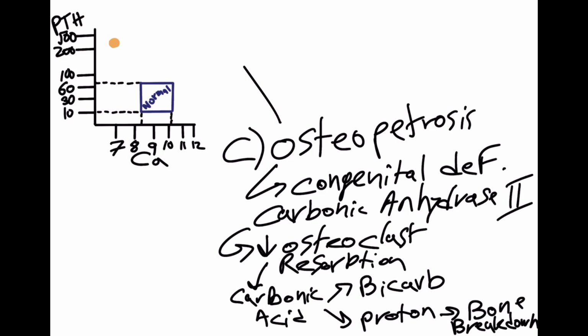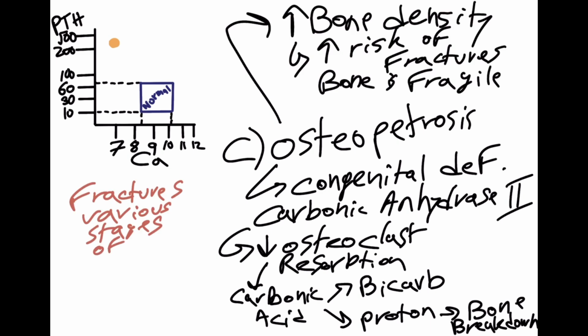Now, if carbonic anhydrase 2 is deficient, like in osteopetrosis, obviously you have increased bone density. However, you will also have an increased risk of fractures because the bone is fragile. What you'll typically see with osteopetrosis is fractures in various stages of healing.